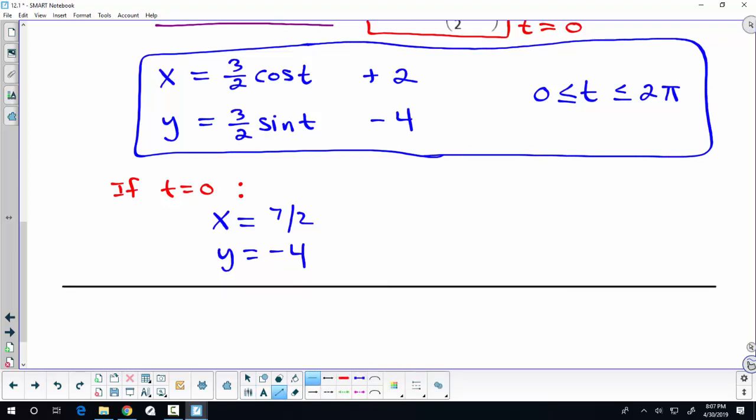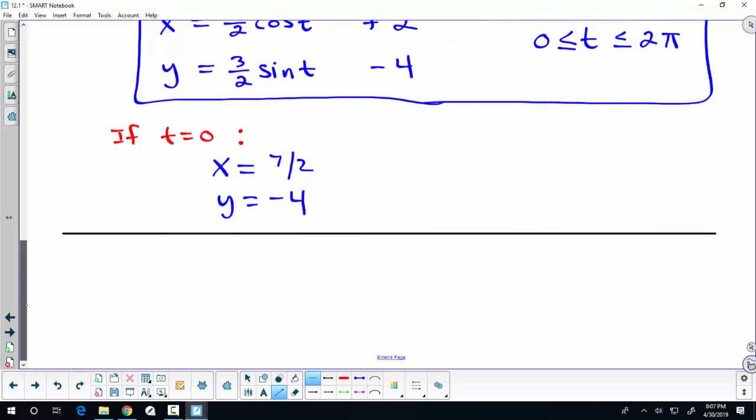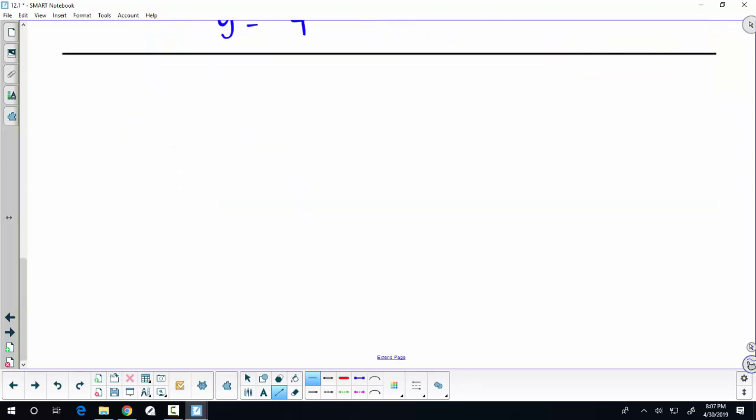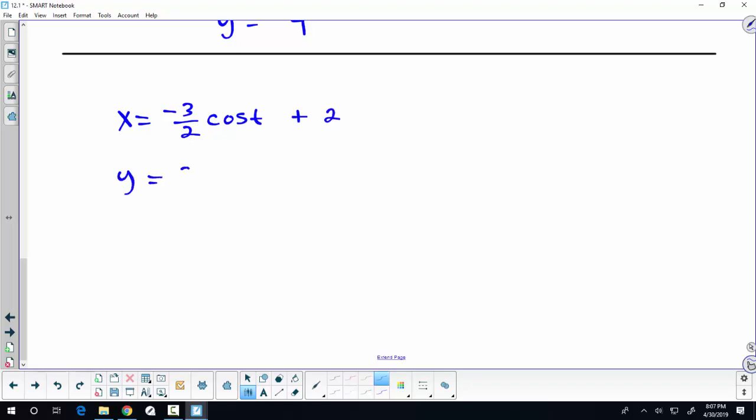Let me do another one. This would also work if x is -3/2 cosine t plus 2, and y were 3/2 sine of t minus 4, and t ranges from pi to 3 pi. It would also work.